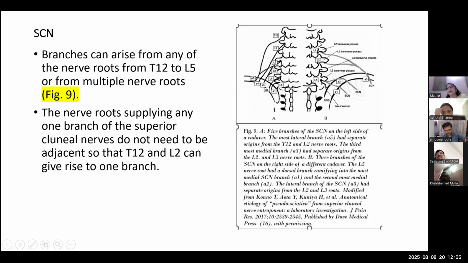As we see in this diagram, L2 and L3 form the superior cluneal nerve. Similarly, from here, on the left hand side, we are seeing that T12 and L2 are joining to form this nerve. L1 is going on its own way. So similarly, there can be any sort of permutation combination right from T12 to L4. And this calls for the variation that has been seen in the superior cluneal nerves.